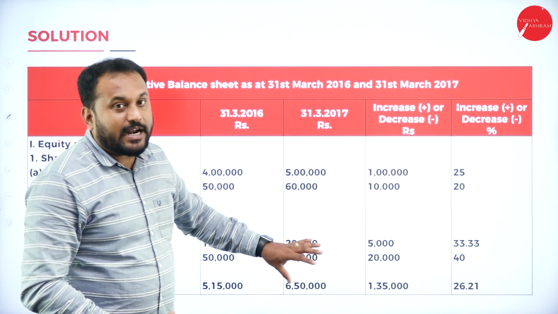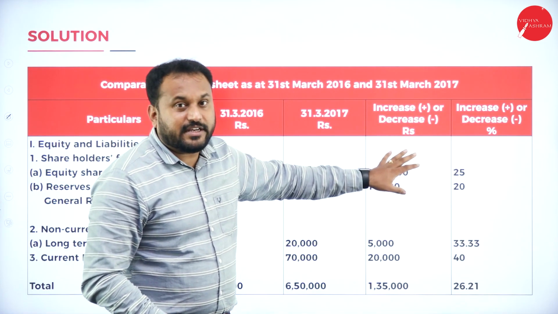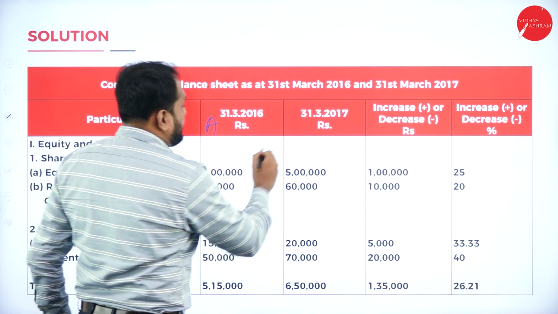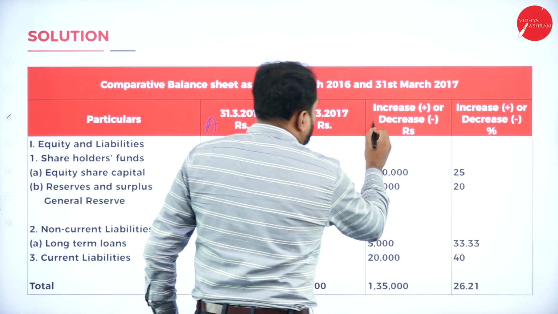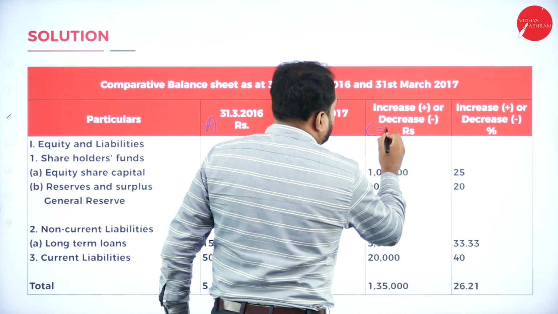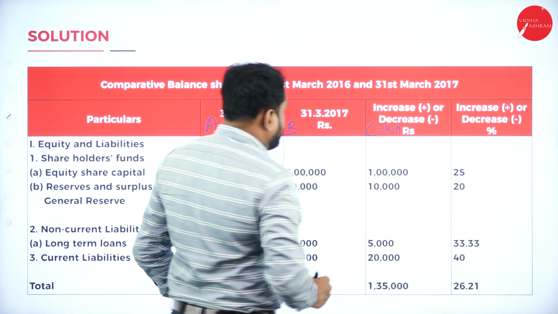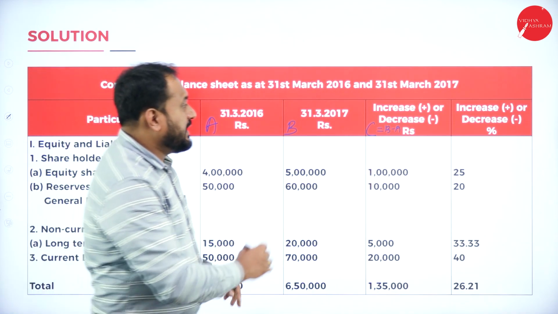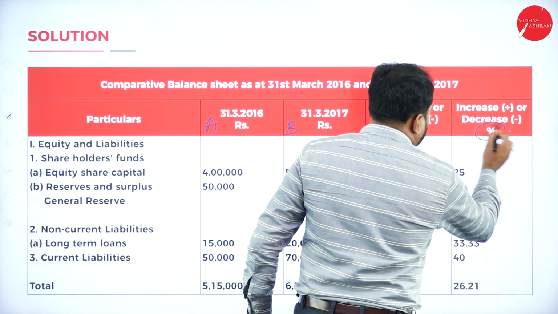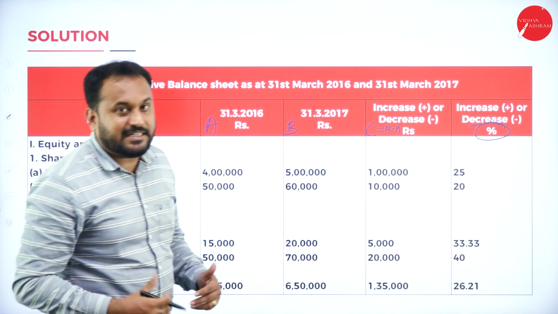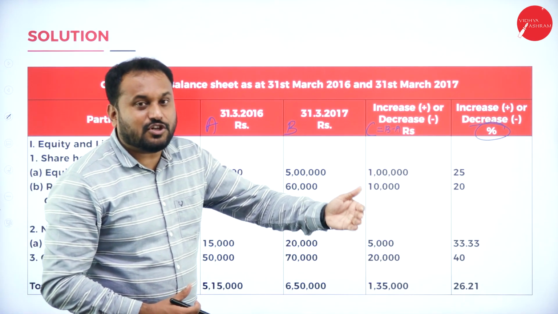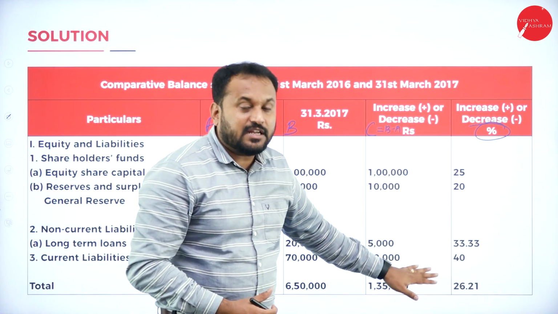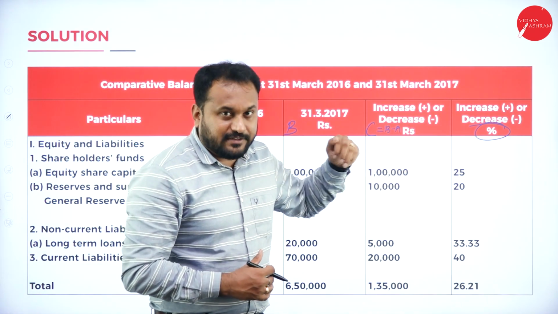Now when you compare, you need to go with increase or decrease. So always remember, you write like this. Here you write A, this you write B, this is called C. Now what is C? C is equal to B minus A. That is 5 lakh minus 4 lakh is 1 lakh. Now the next column is the percentage column, that is how much percentage there is an increase or a decrease. Whenever there is an increase, don't go with any sign. If it is a decrease, go with a negative sign.